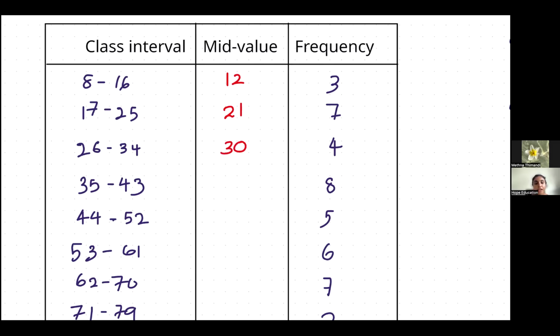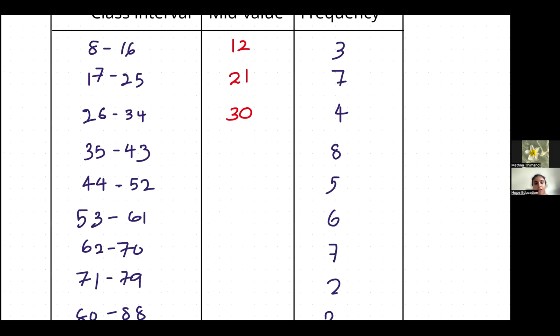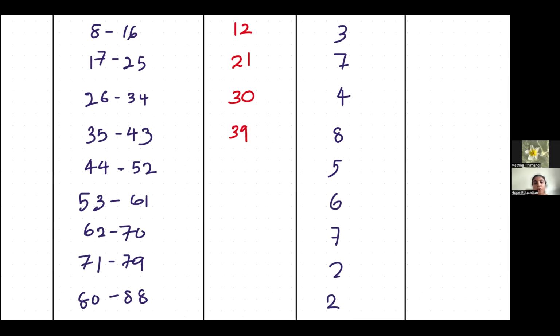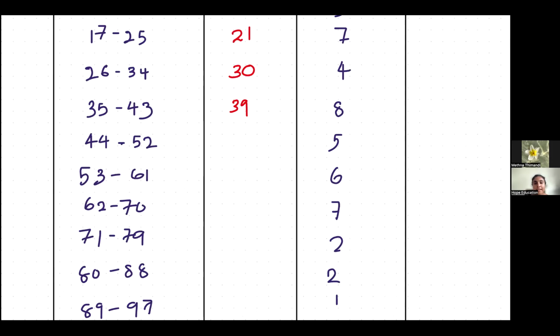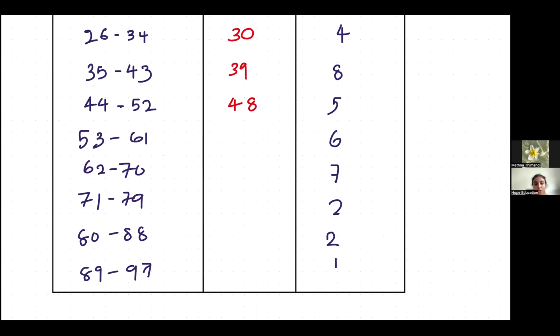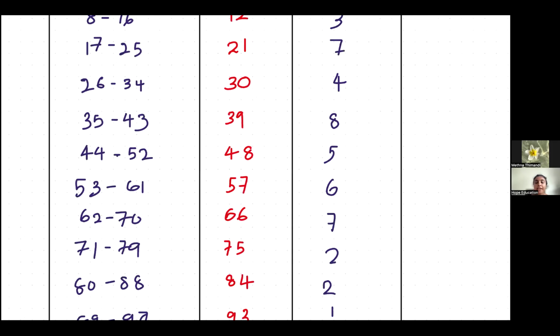Then 35 plus 43, you get 78. 78 divided by 2, you get 39. Then 44 plus 52, you get 96. 96 divided by 2, you get 48. ඒ වගේ ඔක්කොගෙම ඔයාට mid values හොයාගෙන යන්න පුළුවන්. So here it would be 57. Here it would be 66. Here it would be 75. Here it would be 84. And here it would be 93. Right? So that is how you find the mid value column.